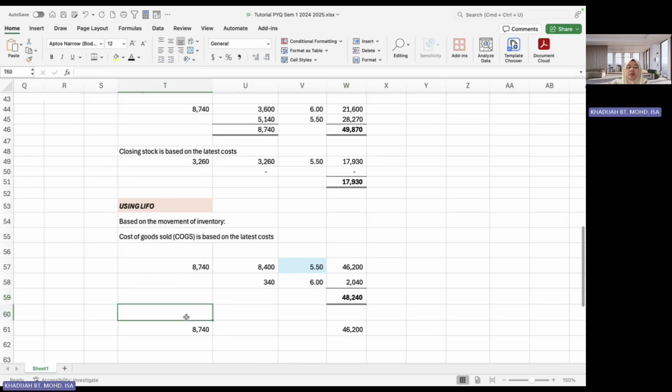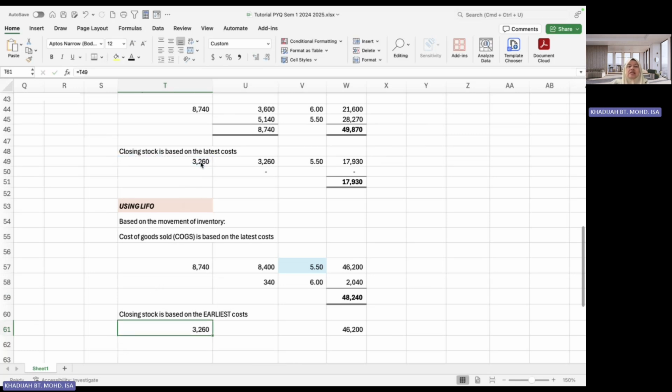But under, what is this? This is your, I'm not sure why it is not coming up. But closing stock, right? Command C. Under FIFO, your closing stock would be based on the earliest cost. In this case, you only have two. That is it. Earliest cost. So how many units of your closing stock is actually 3260.